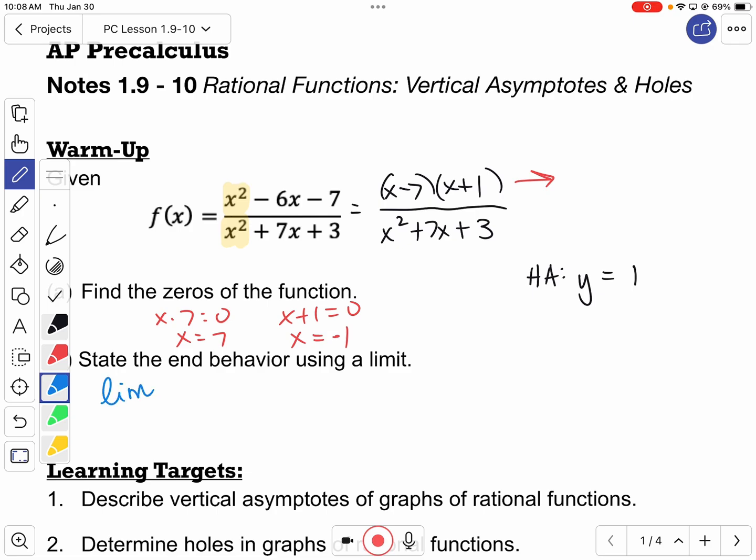So the limit as x approaches negative infinity of f of x would be positive 1, and the limit as x approaches positive infinity of f of x would equal 1. So that's what we talked about yesterday. Okay, and we also solved those nasty rational inequalities. Those are gross.